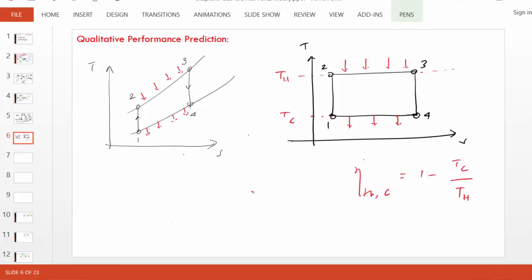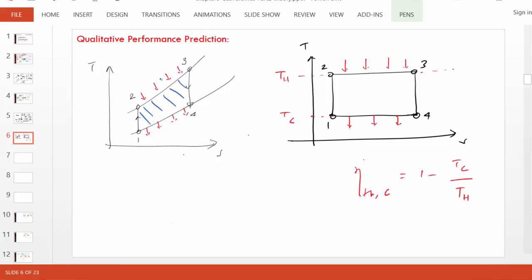Now, to understand the qualitative performance, first we recognize that the net area inside is proportional to the net power. So, just by looking at how much area is included in a cycle, if we compare a cycle with another one, and the net area is bigger, we know the power output will be higher. To compare the efficiency, we fall back on the Carnot analogy.